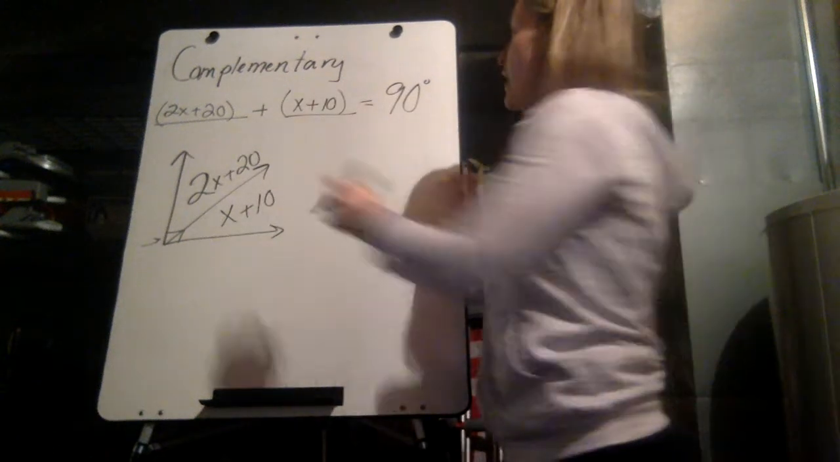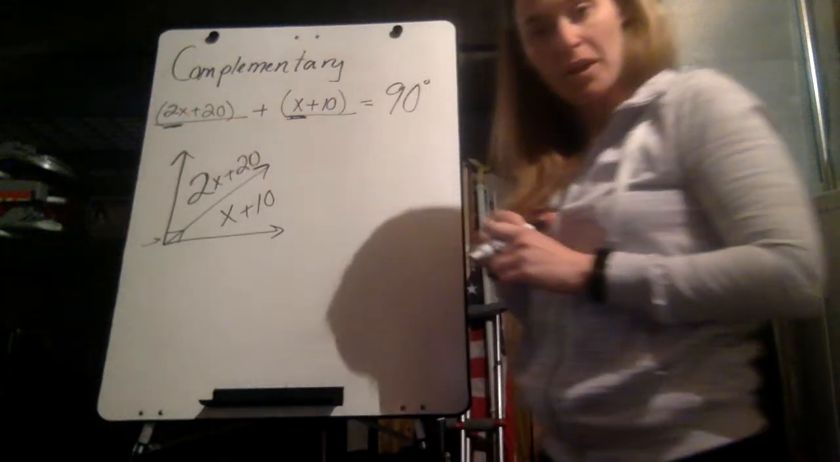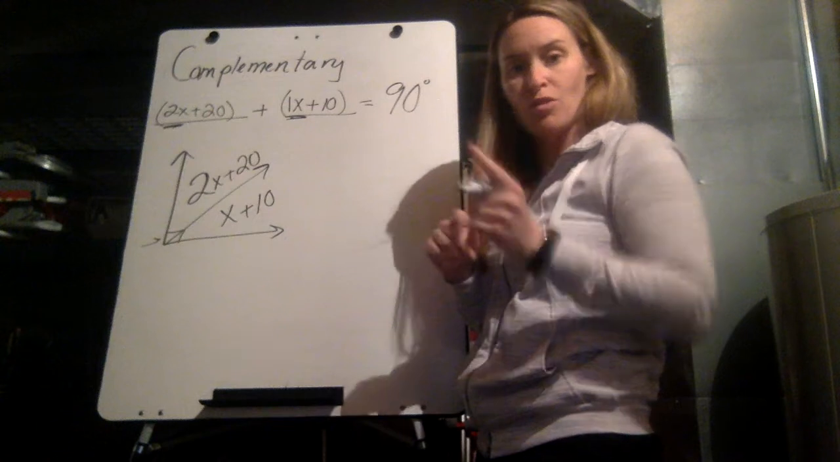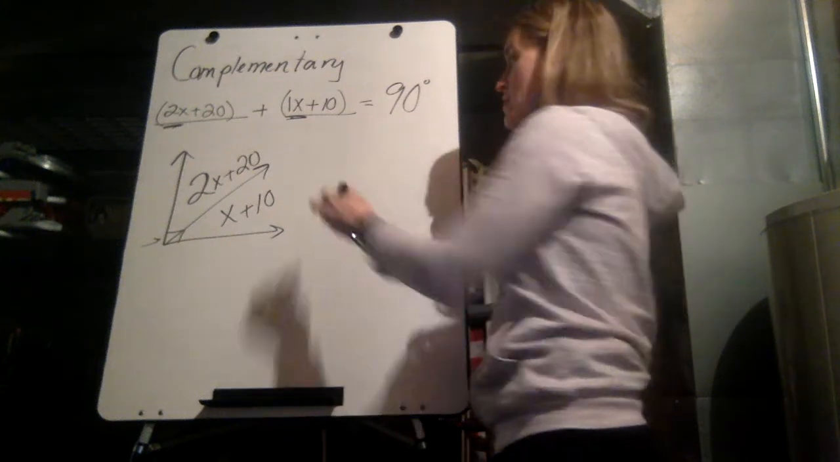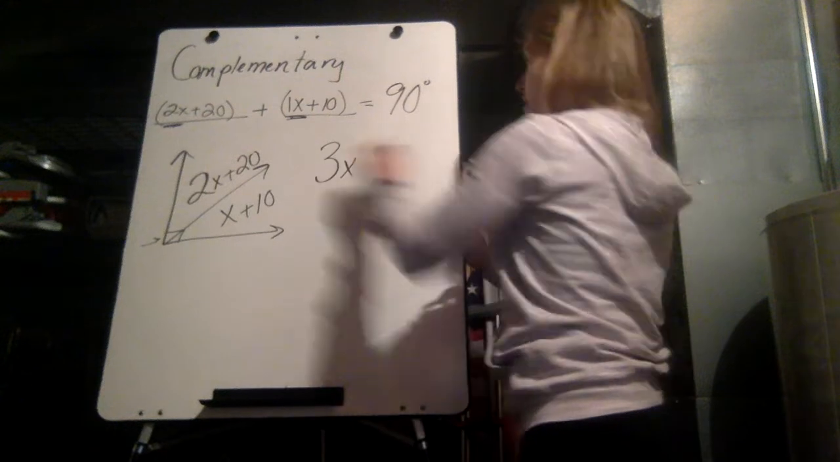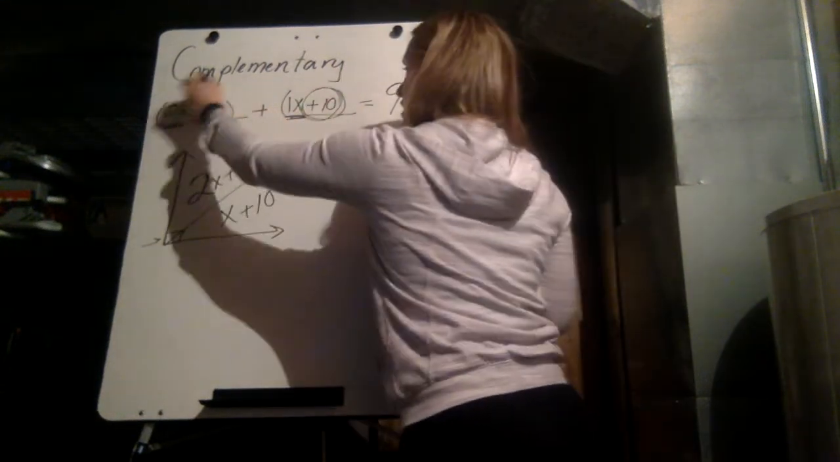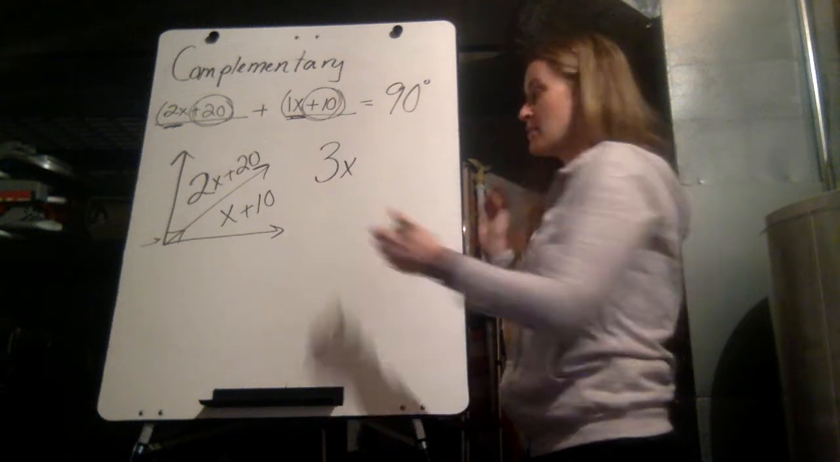So if I'm looking, I've got an x and I've got another x term, right? So I want to combine those x terms. In front of that x is a 1. So 2x plus 1x gives us how much? That would be 3x, right? And then now I'm going to look at my integers. I've got a positive 10 and a positive 20. What's that going to give us? Positive 30, right?